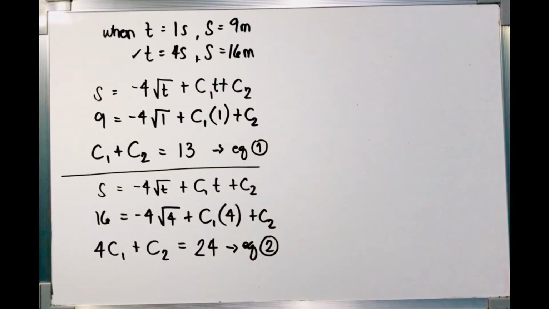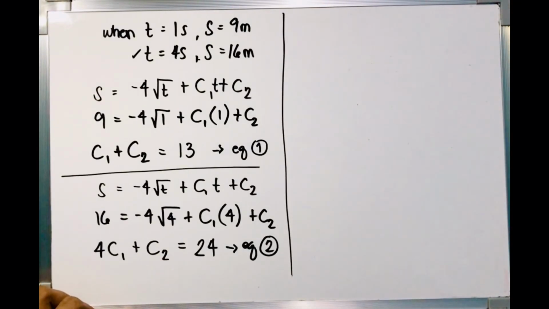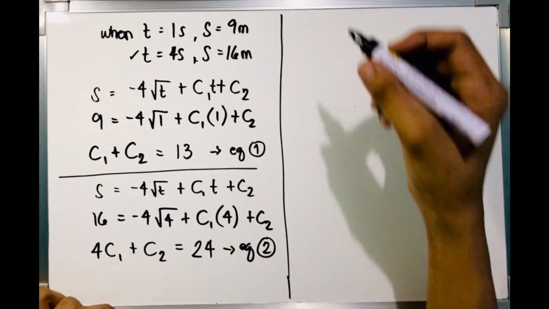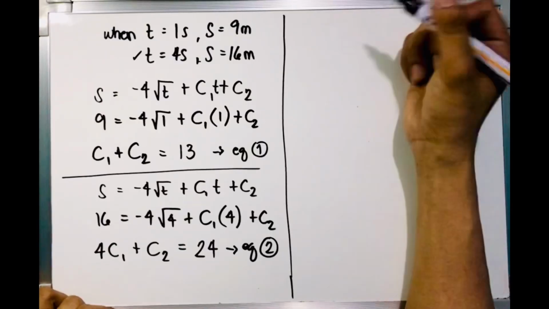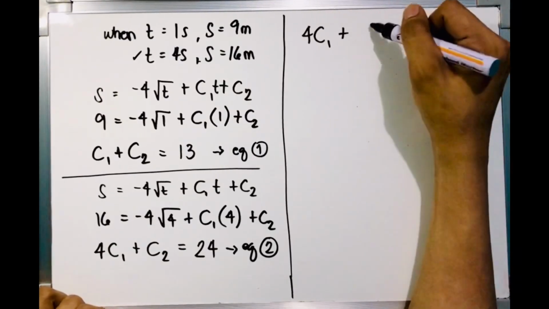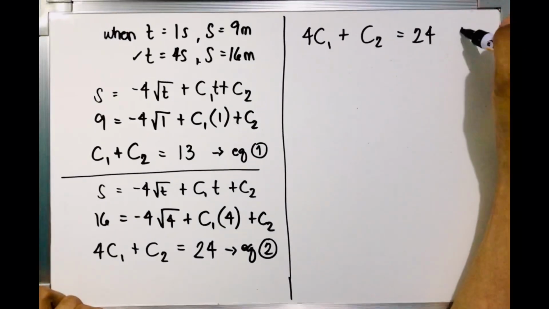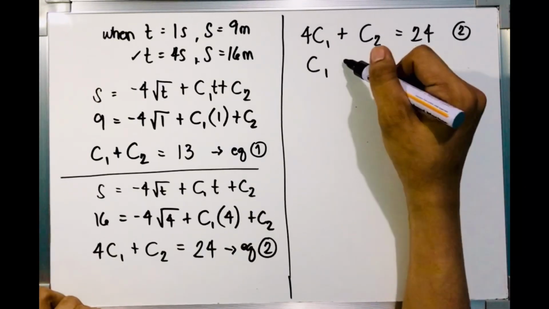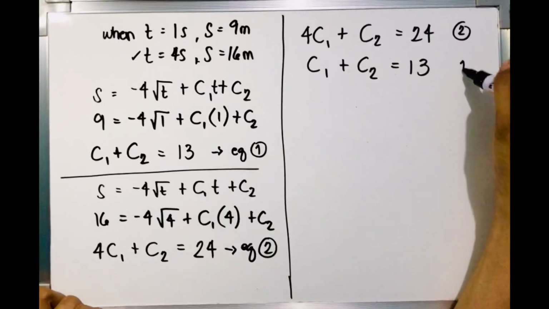So since meron ka ng dalawang equations, marami tayong pwedeng gawing process. But I will choose to use the elimination process. So let's write in yung equation 2. Unahin ko yung equation 2 kasi meron siyang numerical coefficient. So 4c1, diba, plus c2 is equal to 24. Diba? Ito yung equation 2. Yung equation 1 ko is c1 plus c2 is equal to 13. Ito yung equation 1 ko.